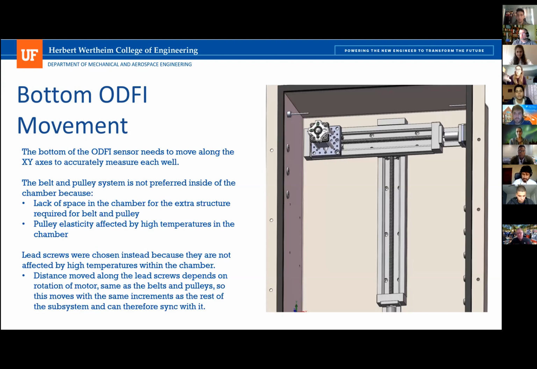They're not very expensive and they work pretty well. But for the bottom portion, we still have to move the ODFI sensor to match the top of the ODFI. The way that we chose to do that was using lead screws. We didn't want to use the belt and pulley system.